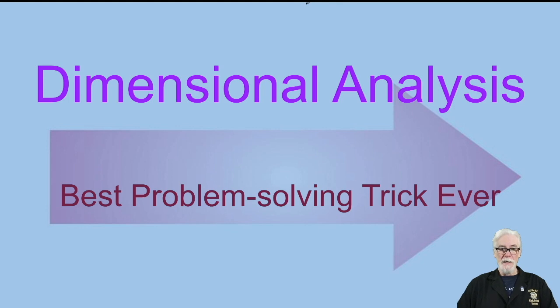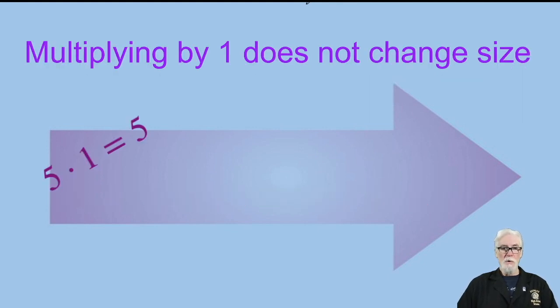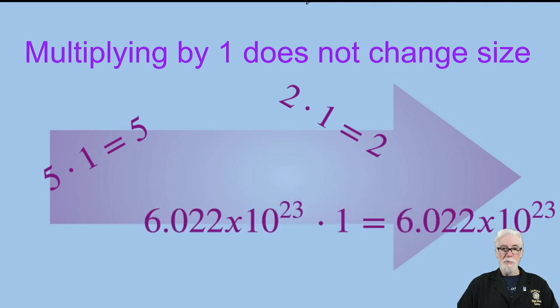This tool is called dimensional analysis, and it operates on two basic principles. One of them is multiplying by 1 does not change the size of something like a measurement. So 5 times 1 is still 5. 2 times 1 is 2. But that also means that if the number is really complicated, like 6.022 times 10 to the 23rd, if you multiply that by 1, it's still that same number, even though it's more complicated.